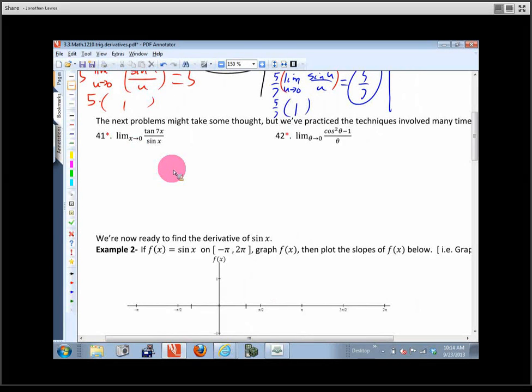This is definitely not the same as the ones that we've done, because this has a tangent 7x on the top. Everything else that we've done was in terms of sines. We can write it as a sine, can't we? Okay, so let's do this. Let's rewrite this as the limit as x approaches 0 of the sine of 7x over the cosine of 7x over the sine of x.